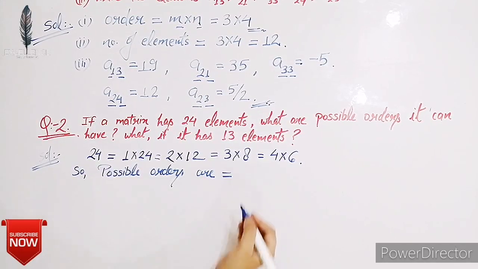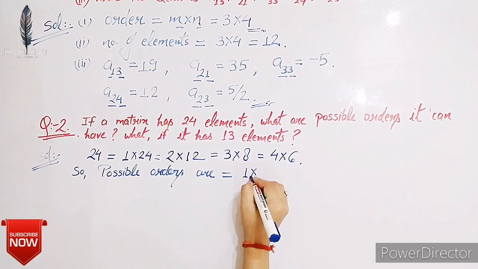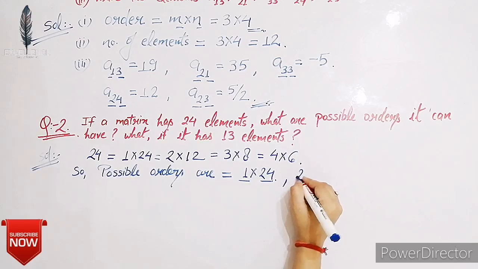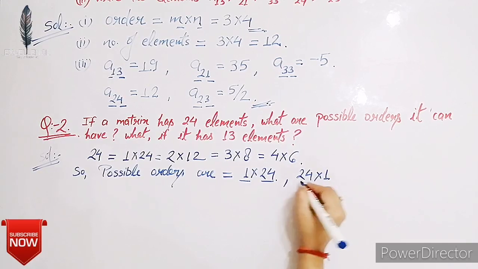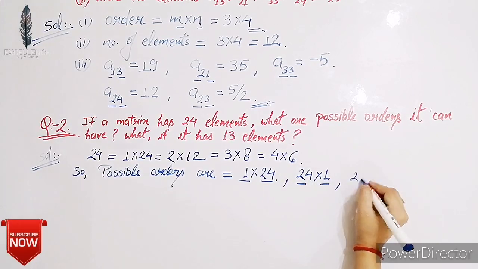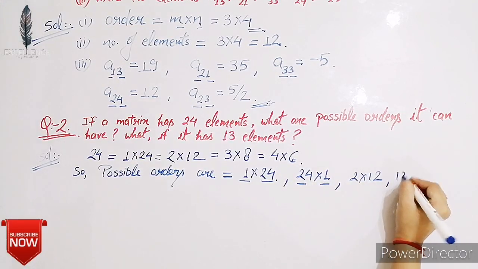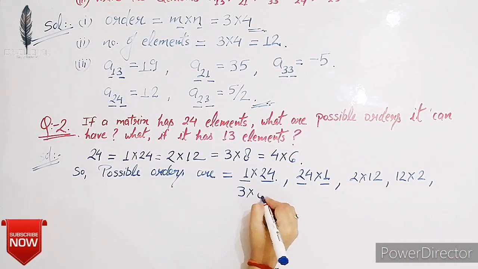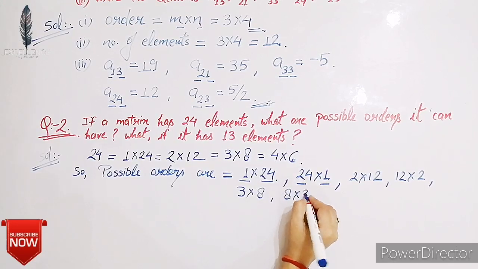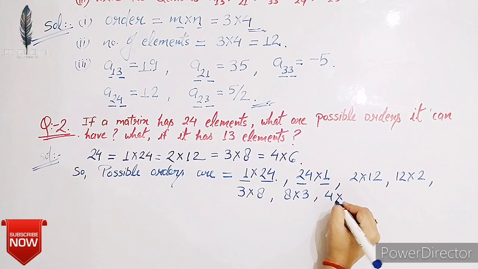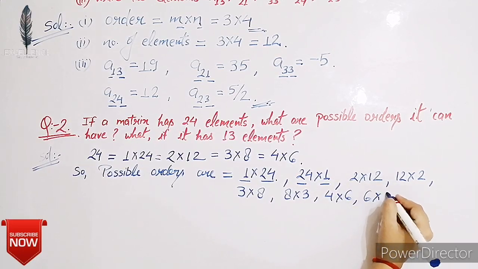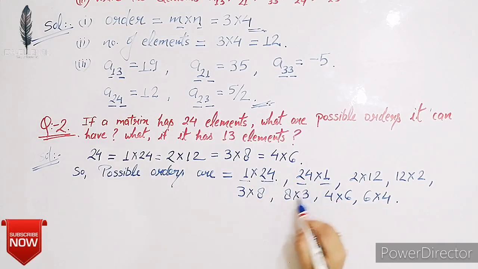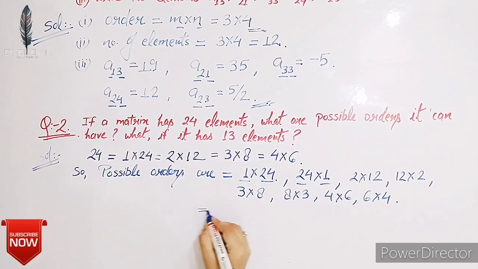of this type of matrix having 24 elements are 1 into 24, first row, 24 columns, and 24 into 1 is also possible if there are 24 rows and 1 column. Similarly 2 into 12 and 12 into 2, and 3 into 8 and 8 into 3, and last 4 into 6 and 6 into 4. Okay, these rows and columns, then interchanged, gives 24 rows and 1 column, similarly for all.